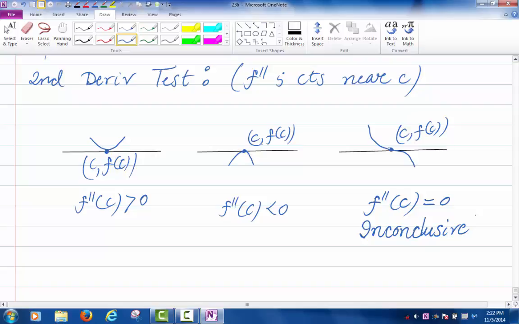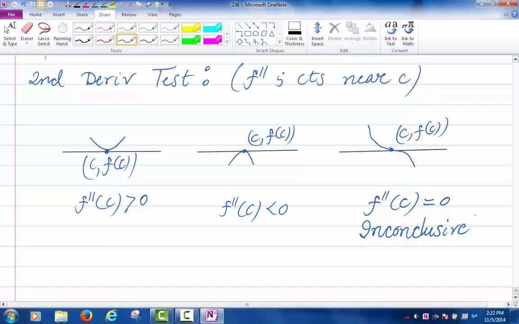So which test is better? Well, it's hard to say, but the first derivative test always applies. It's going to tell you what the local max and local min are if you can carry out the computations. But the second derivative test has some shortcomings. Like this: if the second derivative at c is 0, then you don't know whether you have a local max or a local min there.